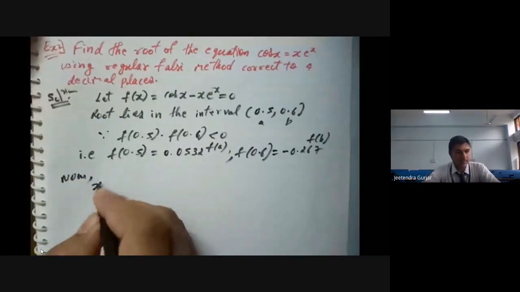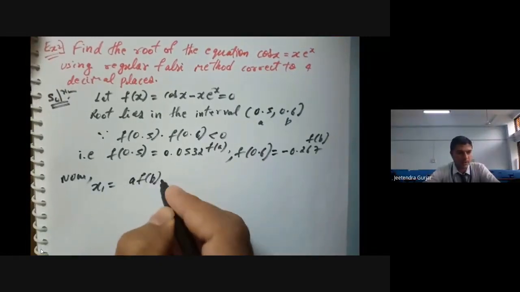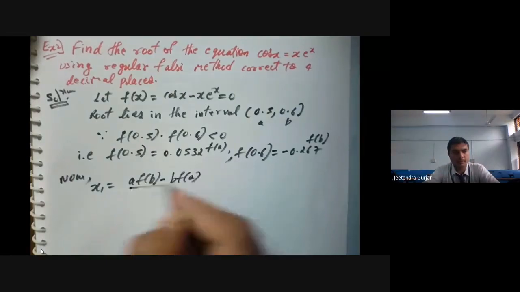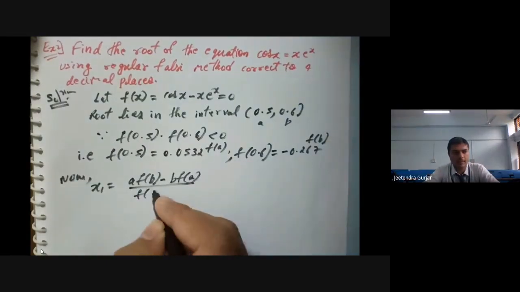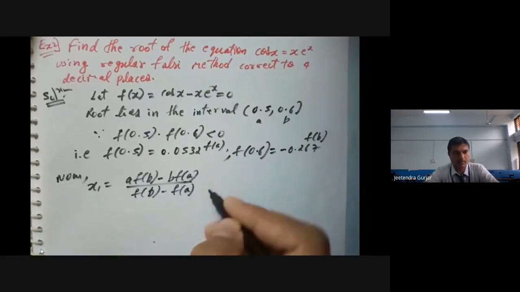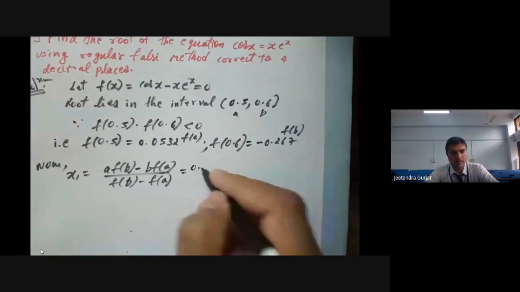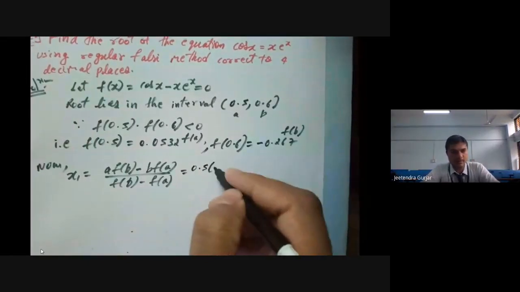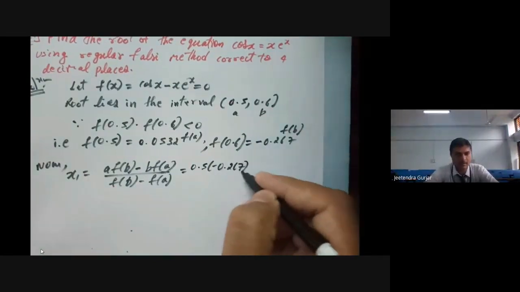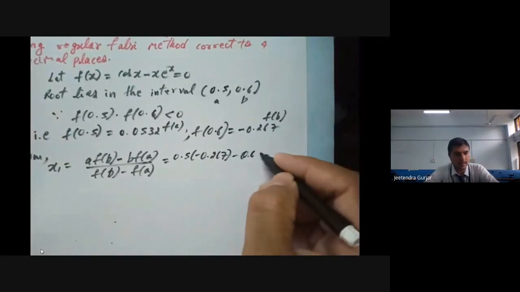Now, first you are going to find x1, the first iteration. Again, the formula. Repeat once again: a into f of b minus b into f of a, divided by f of b minus f of a. See that you write the correct formula and substitute the values. Now I will tell you the shortcut method here also. Instead of typing everything, I will tell you what to type now. This is just how to use the calculator here also. First you substitute the correct values.